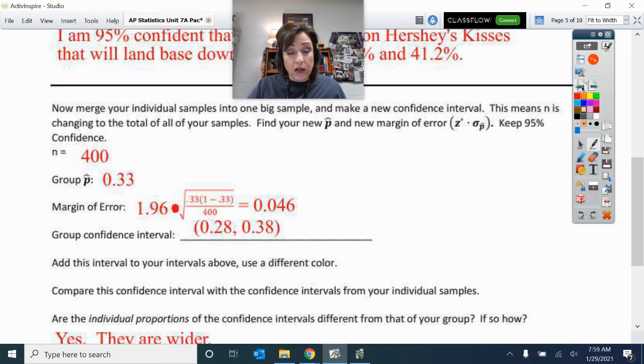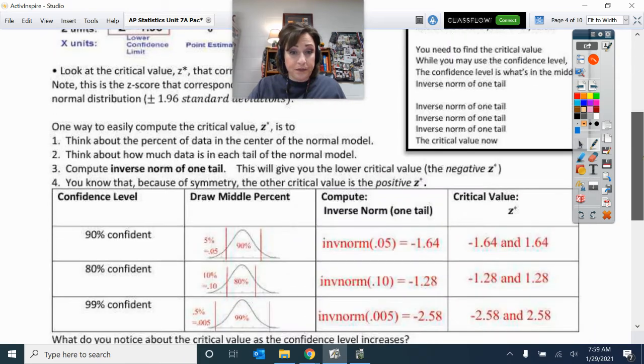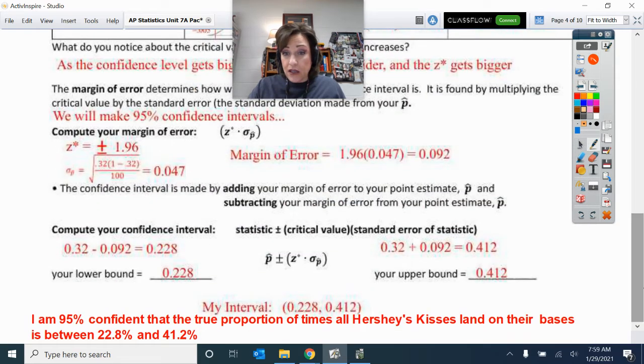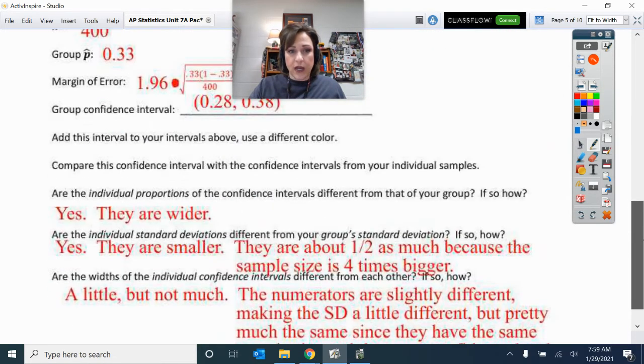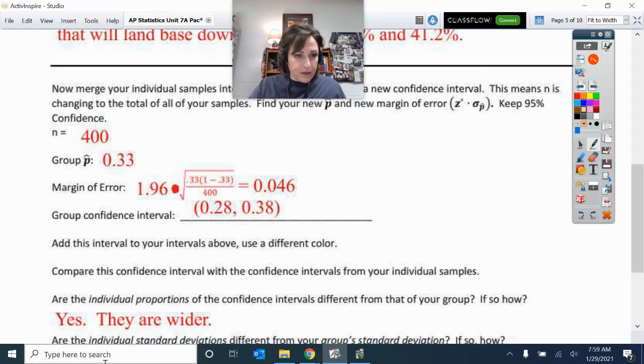Now, if you recall, my margin of error from yesterday was 0.092. So right at double the amount. Okay, there's actually a reason that it even came out to be exactly double. And so we'll talk about that here in a minute as well. Okay, so take a look at this.